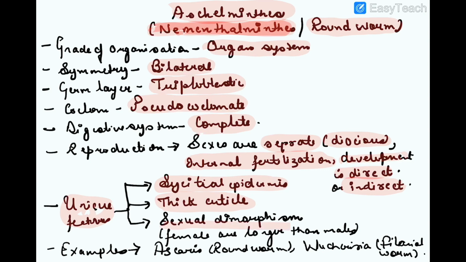They show sexual dimorphism. Sexual dimorphism means that male and female can be easily distinguished. We can easily recognize which is male and which is female. It is because females are longer than males, so we can easily recognize them. Examples are Ascaris, that is roundworm, and Wuchereria, that is the filarial worm.